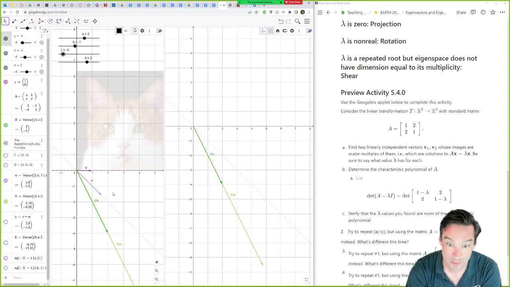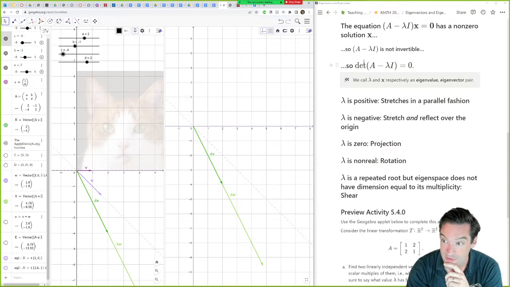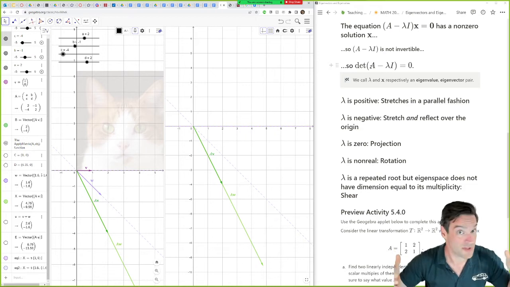This was an example, and the reason that this happened is that one of my eigenvalues was 0. And the reason that one of my eigenvalues would be 0 is if the determinant of A minus lambda I equals 0 is true when lambda is 0. But if lambda is 0, that means the determinant of A is 0.